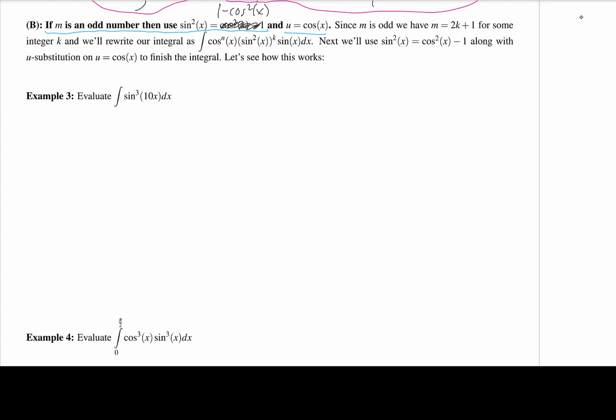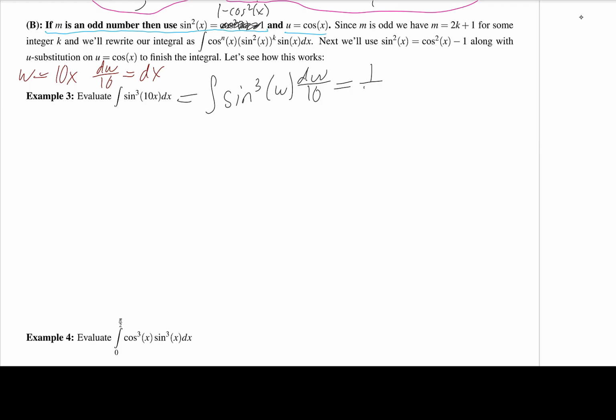Before we can do any of that to this problem, I want to make this look like sine to some power of x, or sine to some power of just a variable. I don't want a 10x in there. So I'm going to do our w substitution. I'm going to do w equals 10x. So dw over 10 is equal to dx. Then this becomes the integral of sine cubed of w times dw over 10.